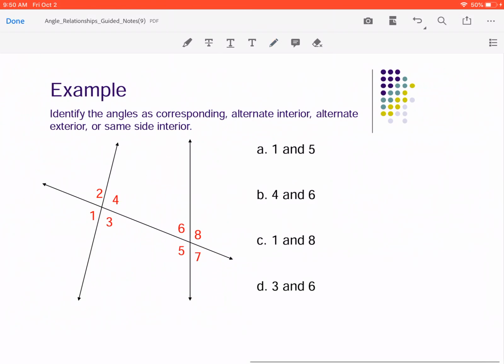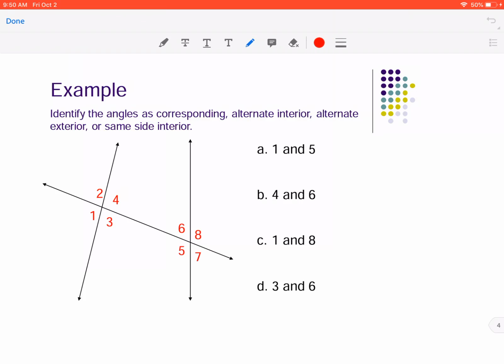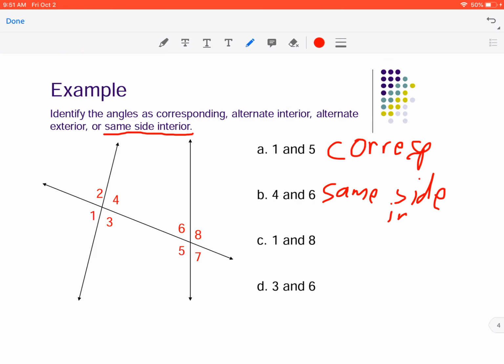And now we've got a bunch to identify. Identify them as corresponding, alternate interior, alternate exterior, or same side interior. Remember, sometimes they call it same side interior, sometimes they call it consecutive. It means the same thing. So let's look at 1 and 5. 1 looks to me like bottom left, 5 looks like it's bottom left. I'd call that corresponding. 4 and 6, they're on the inside and on the same side. So you could call it consecutive interior or same side interior.